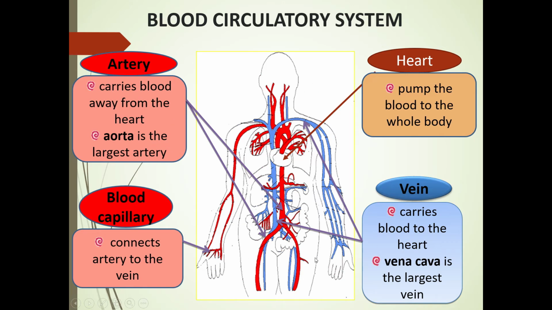So these are the three blood vessels in our blood circulatory system: artery, blood capillary, and vein. The artery usually carries oxygenated blood away from the heart, which means it pumps out from the heart. And the vein carries the blood that goes into our heart, and it will be pumped out to the lung for the gas exchange.